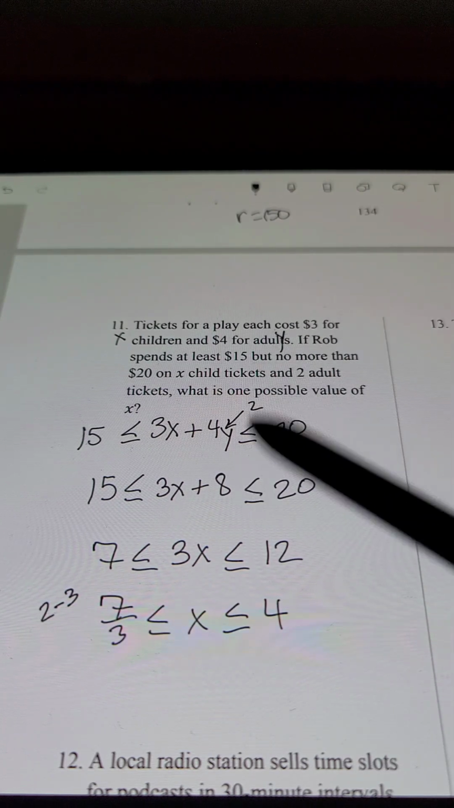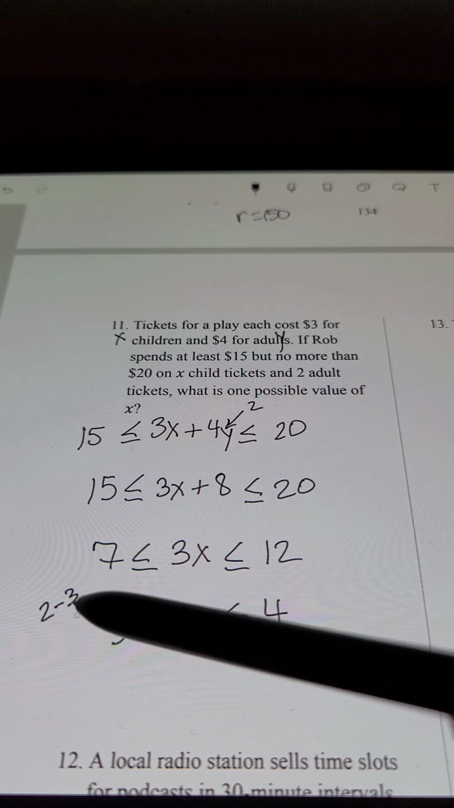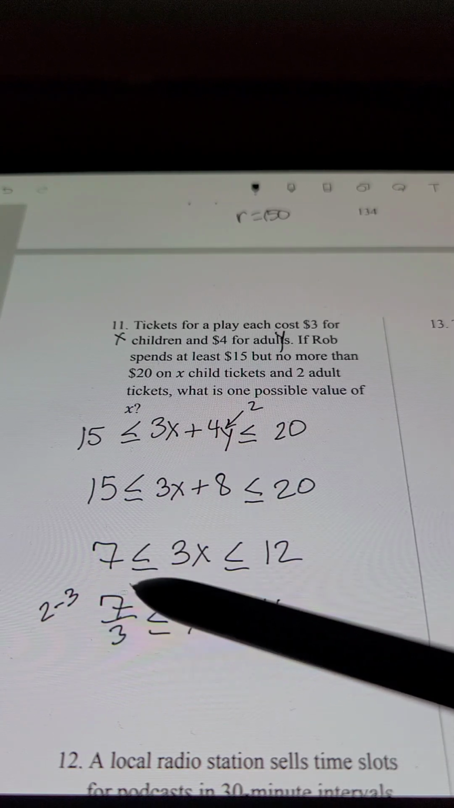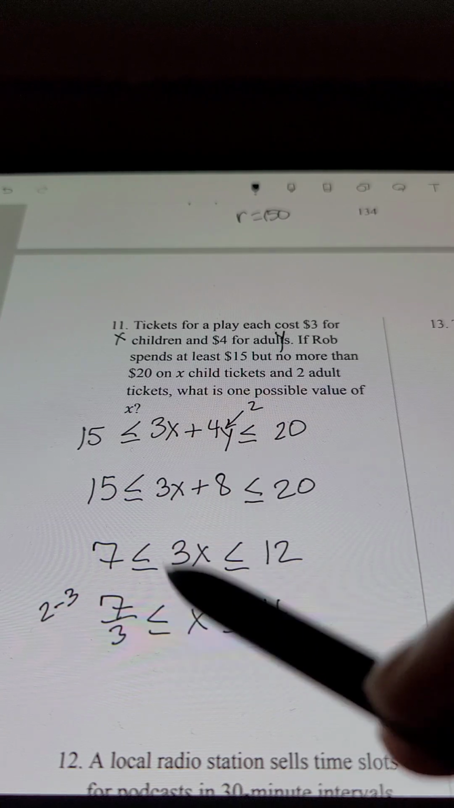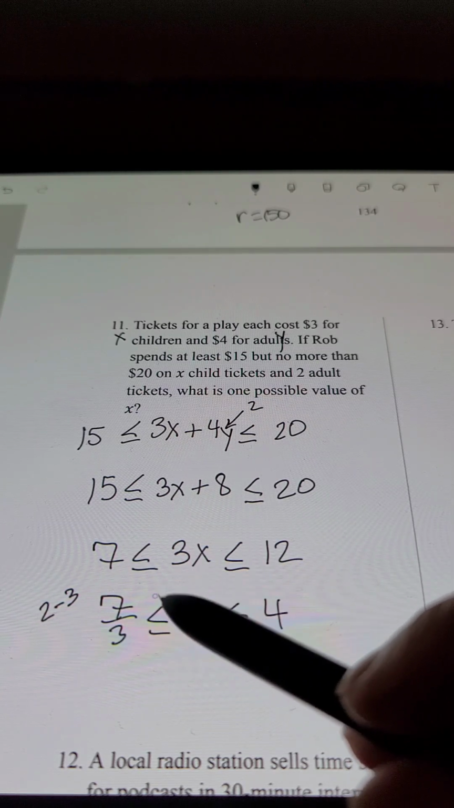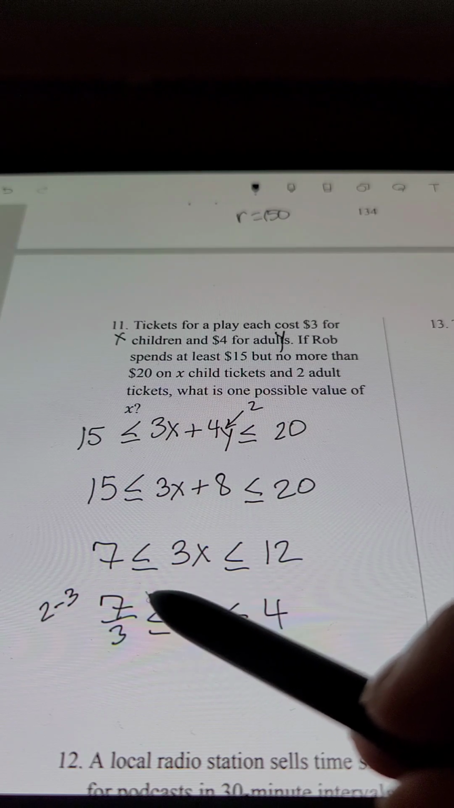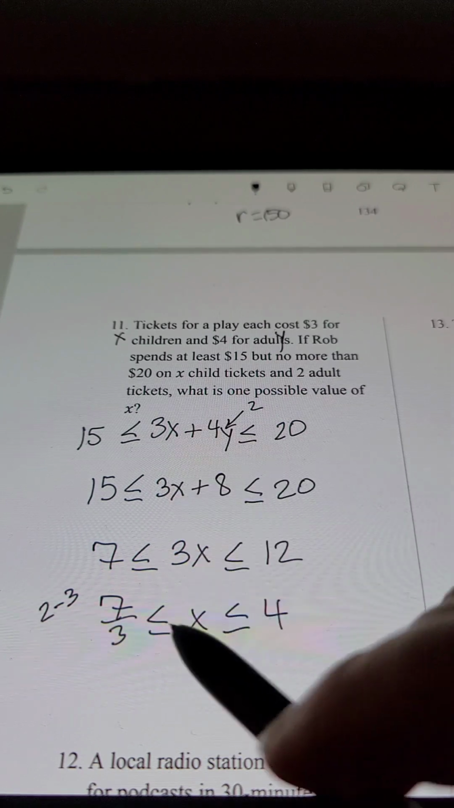Remember, x represents the number of children's tickets, so you can't just buy like 2.2 tickets, you know? So we have to think logically about this. If this is a number between 2 and 3, meaning a little bit more than 2 but less than 3, the lowest amount that they could buy would be the 3 tickets to fit this criteria.